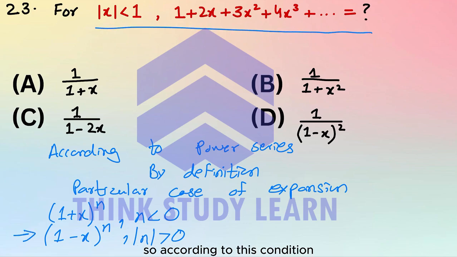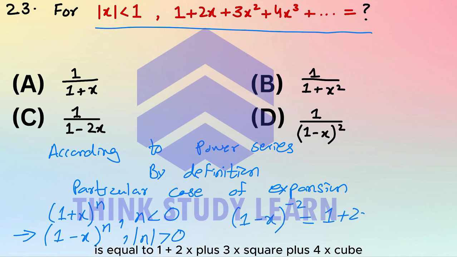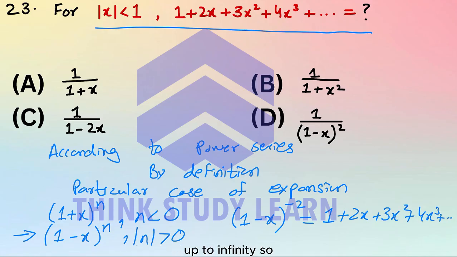So according to this condition, 1 minus x raised to the power minus 2 is equal to 1 plus 2x plus 3x square plus 4x cube up to infinity. So this is the particular case of expansion for modulus x less than 1. So D option is the right answer.